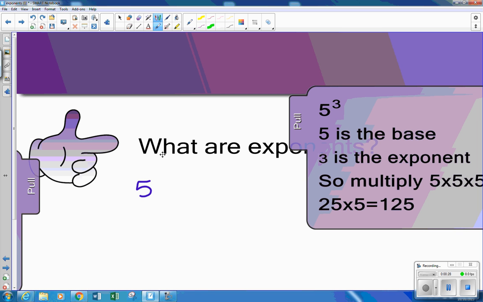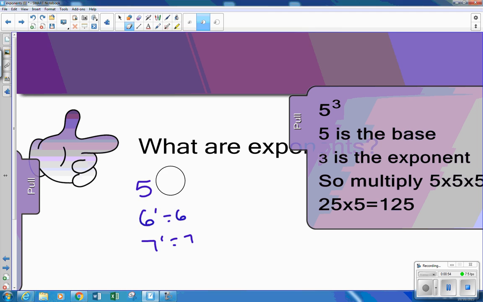Now, first of all, two key things you need to know here. If you just wrote any number, like a 5 or a 37, it automatically has an exponent of 1. If you don't write an exponent, everything has an exponent of 1. And anything to the first power is that number. 5 to the first power is 5. 6 to the first power is 6. 7 to the first power is 7.